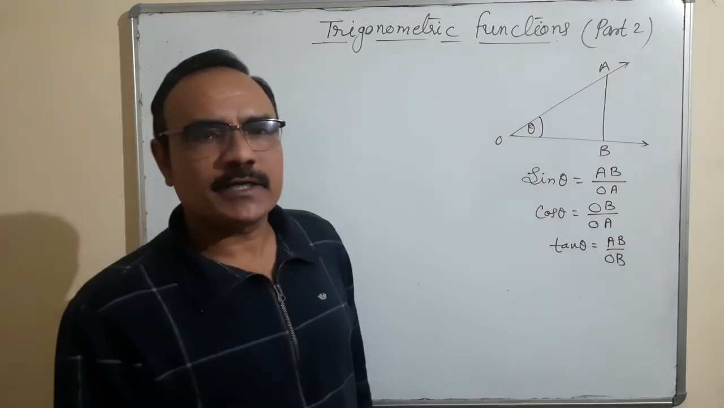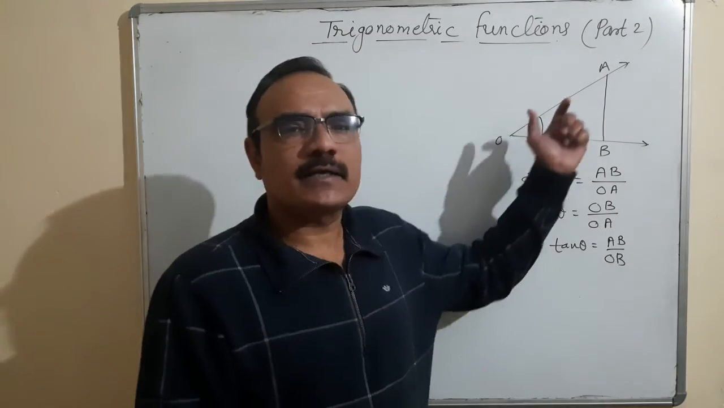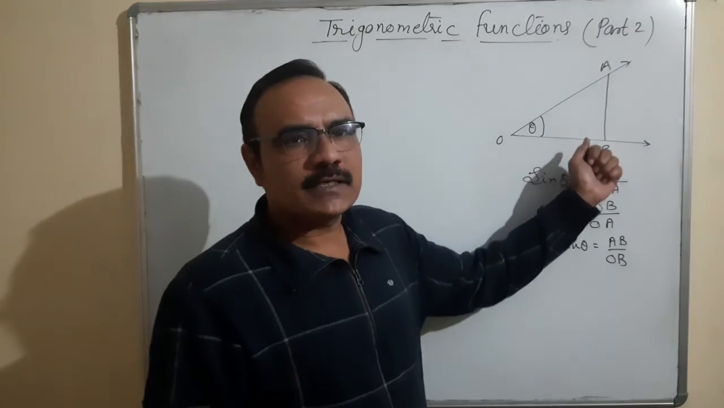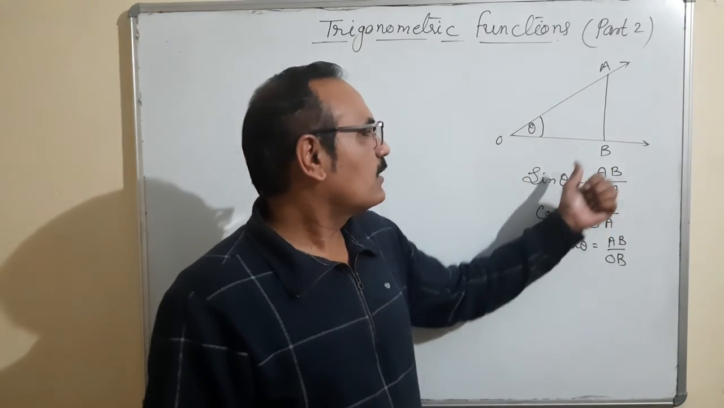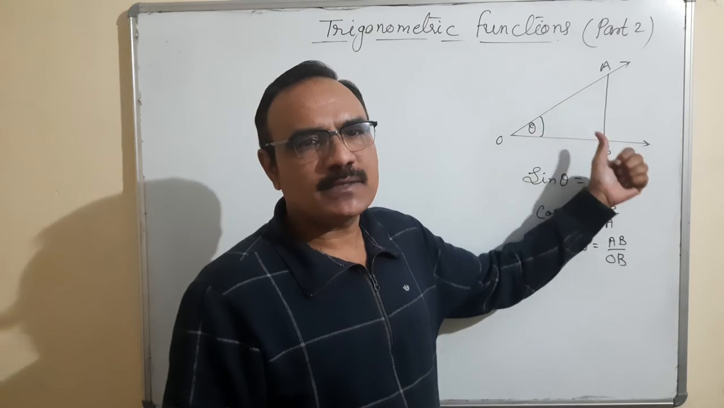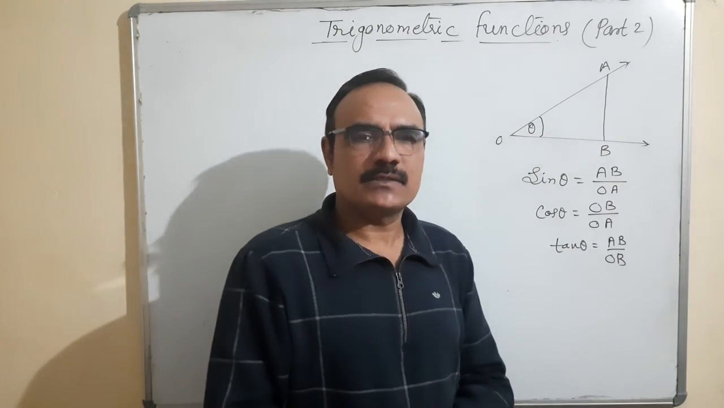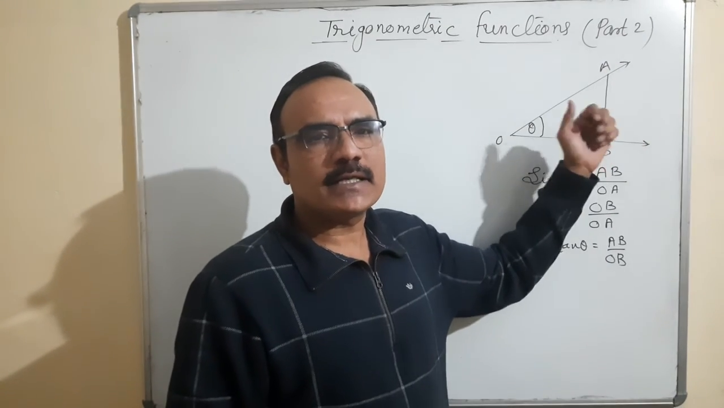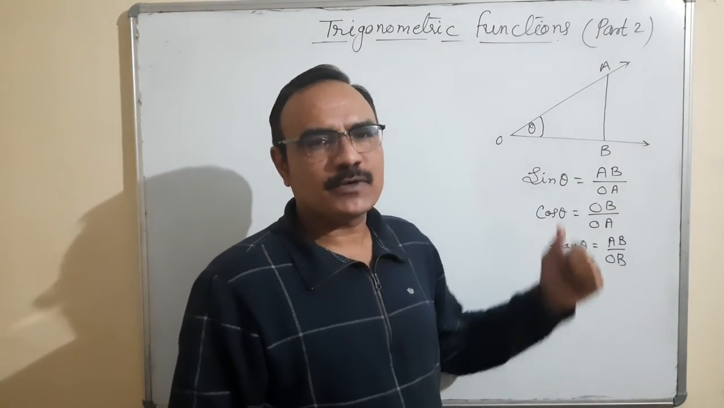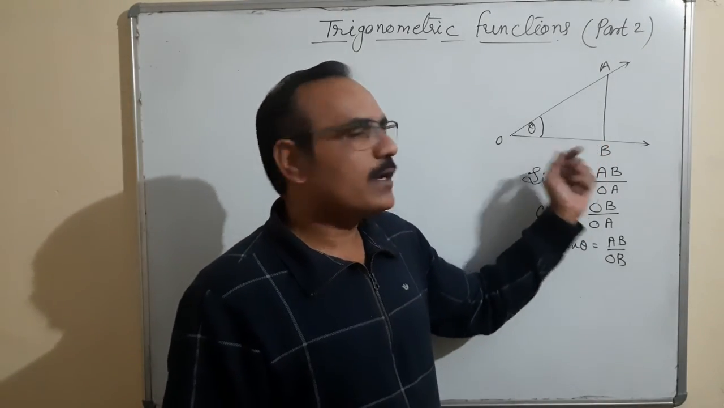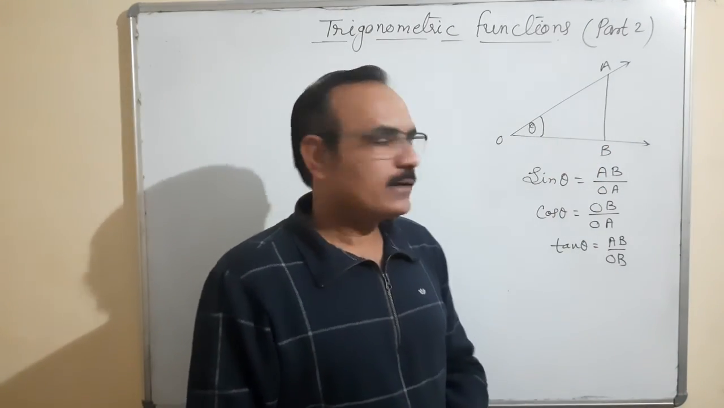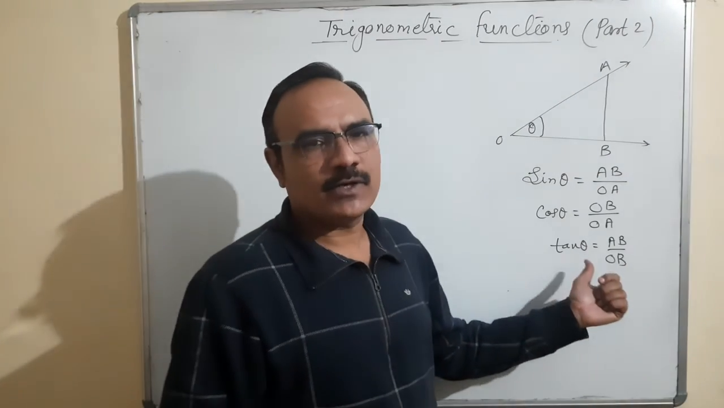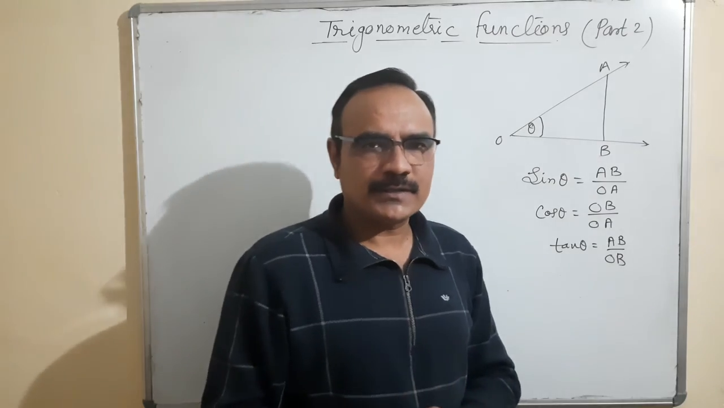You know that all trigonometric terms are dealt with in a right angle triangle only. In a right angle triangle, generally we use perpendicular upon hypotenuse for sine, base upon hypotenuse for cos, and perpendicular upon base for tan. Hypotenuse upon perpendicular is cosec, the reciprocal of sine. Hypotenuse upon base is sec, the reciprocal of cos, and base upon perpendicular is cot, the reciprocal of tan. I hope you are aware of it.